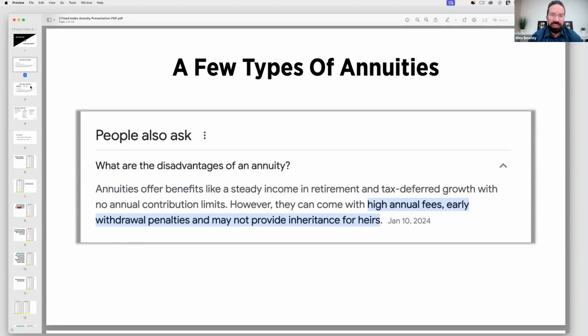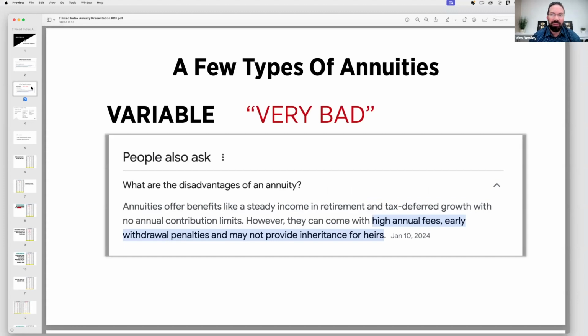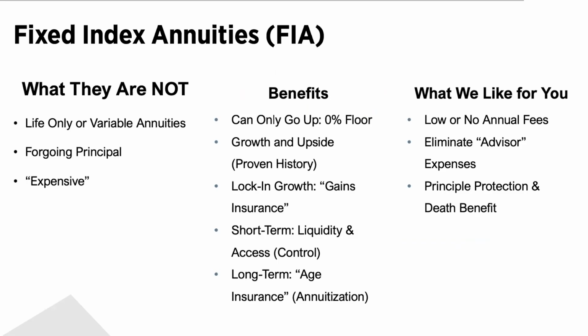And the thing that's dangerous about Google is that what it's referring to is something called a variable annuity. And the way you can remember a variable annuity is variable annuities are very bad. All right. And so we're not going to be talking about a variable annuity today. I don't recommend variable annuities. And what we're actually going to be talking about is something called a fixed indexed annuity, also known as FIA. I absolutely love fixed index annuities, and I'm going to spell it all out for you today.